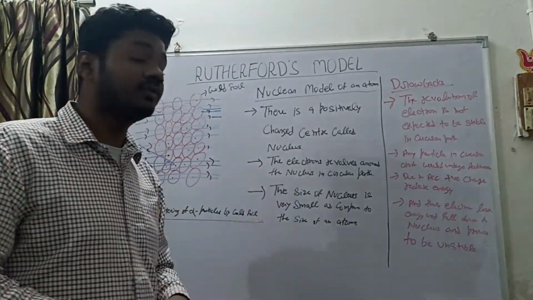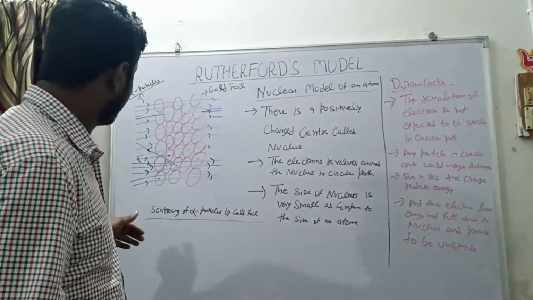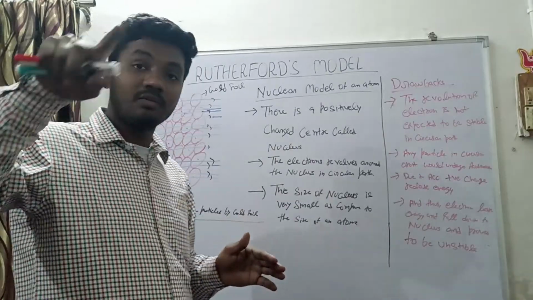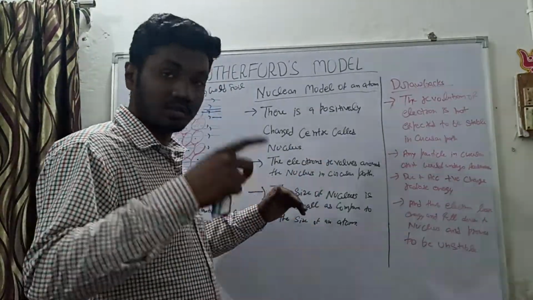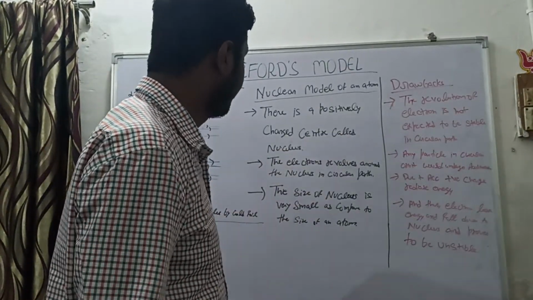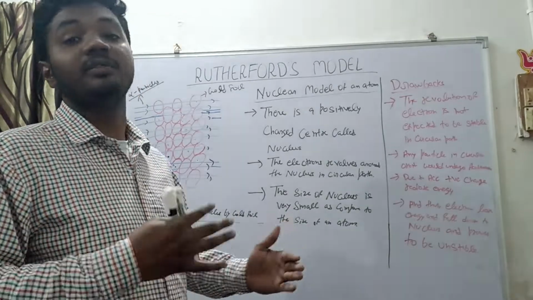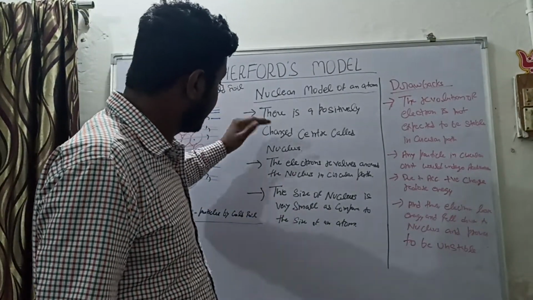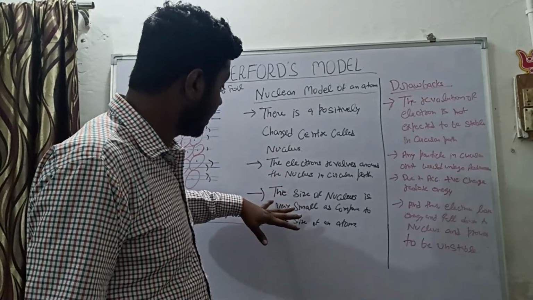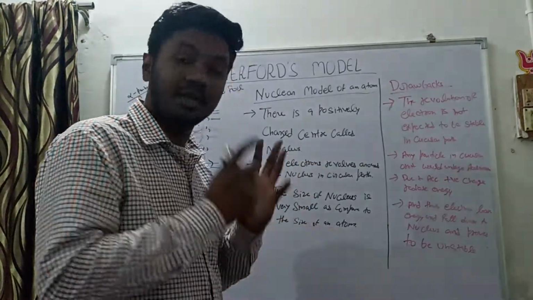And the electrons revolve around the nucleus in circular paths. And the size of the nucleus is very small as compared to the size of the atom. So according to Rutherford, there is a positively charged center called the nucleus, and the main thing is that the nucleus is very small as compared to the size of an atom.